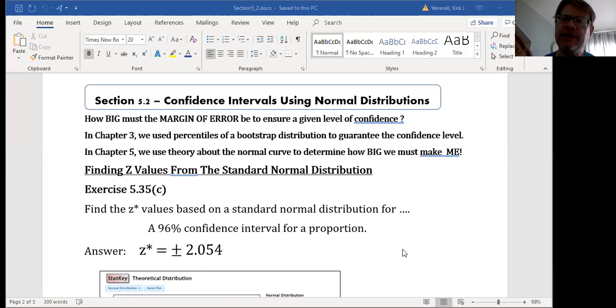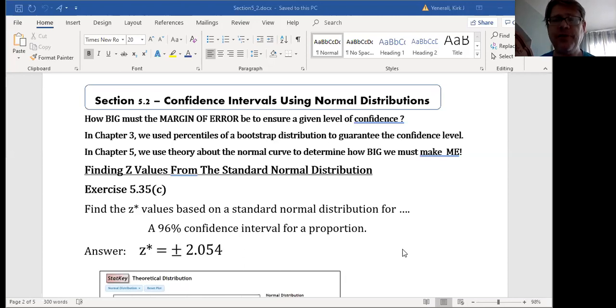In this chapter, we've been taking a look at how we can use the theory about the normal curve to help do statistical inference. In our first couple of videos on section 5.1, we explored properties of the normal curve, learning how we could use technology like StatKey to find areas underneath the normal curve. And we talked about how we could then use those areas and interpret them as p-values that could then be used to help decide the outcome for hypothesis tests.